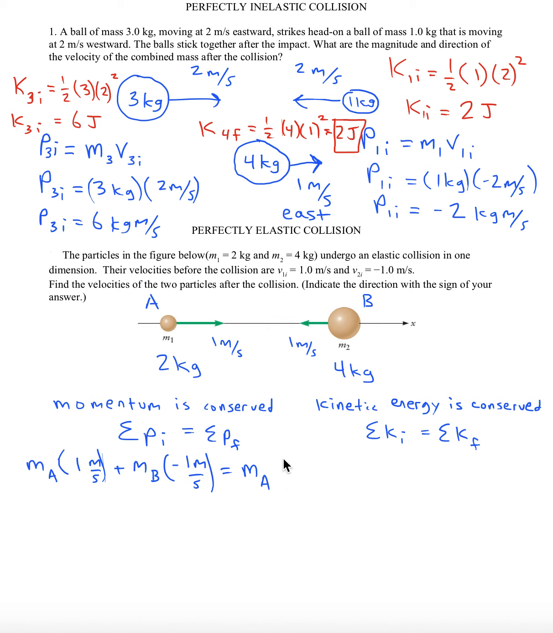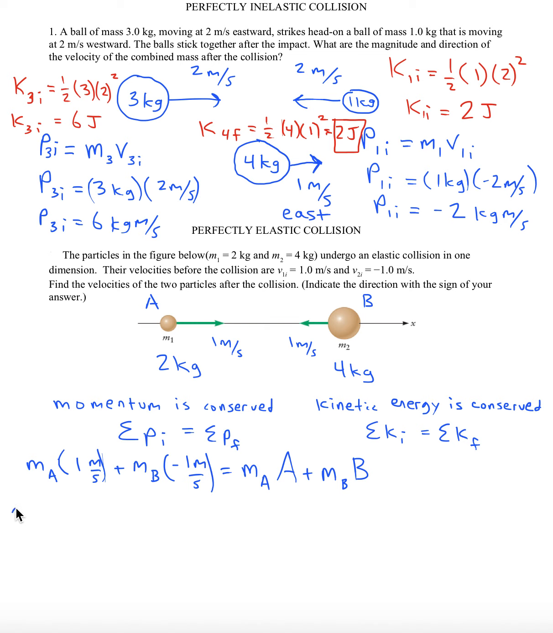But instead of using V here, I'm just going to call it big A. A stands for the final velocity of ball A. And B stands for the final velocity of ball B. What I want to do is just plug in the numbers where I can.